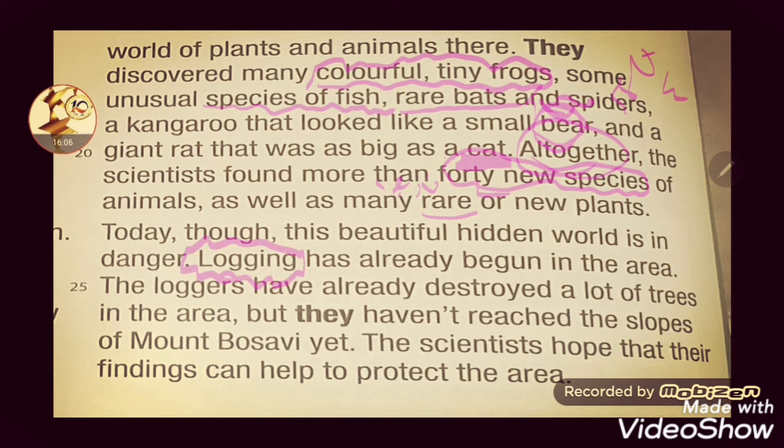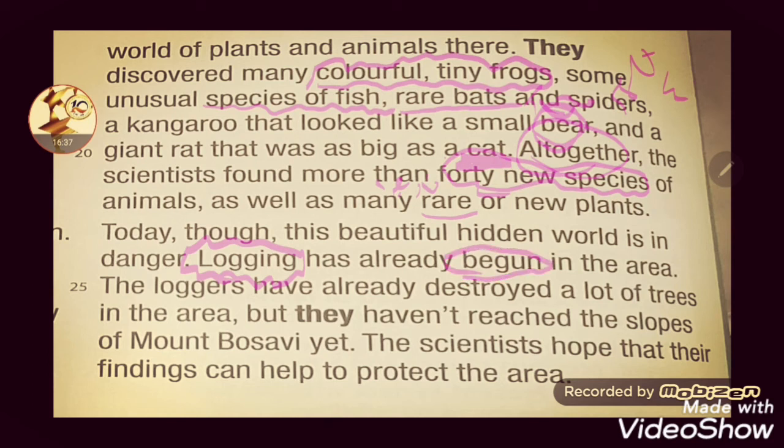So they cut down the trees and took them for buildings and these things. All these cuttings of the trees just steal the habitat of animals. So logging has already begun.